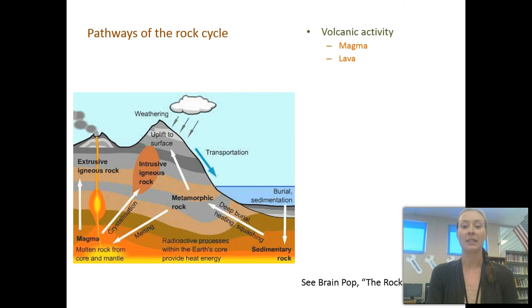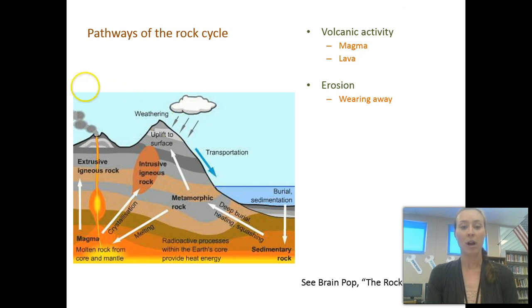Pathways of the rock cycle. So we have volcanic activity, which would be magma and lava. Magma is underneath the ground, molten rock from the core and mantle. Once it comes out of the volcano, it becomes lava.